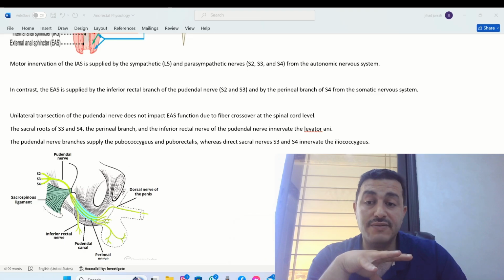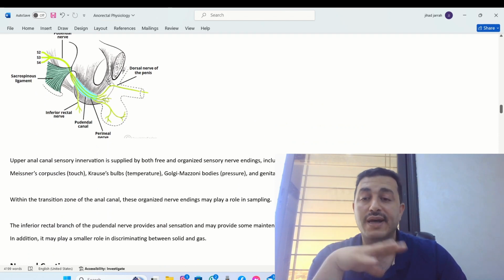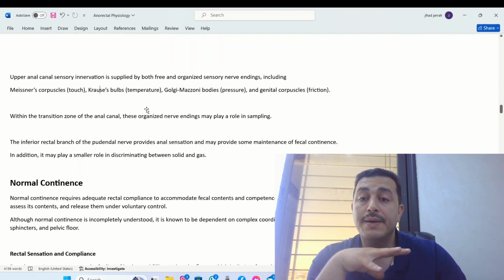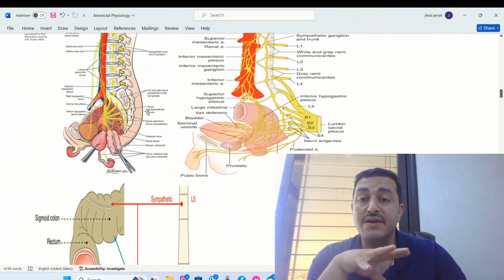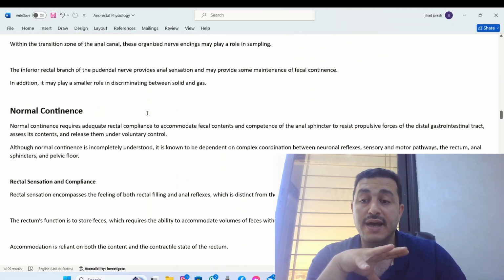This is the pudendal nerve. We see this is S2, S3. This is the pudendal nerve, giving the inferior rectal branch. This is the pudendal canal, or Alcock canal, I think they are called. We have also the dorsal nerve of the penis. This is regarding the innervation of the rectum and the anal canal.